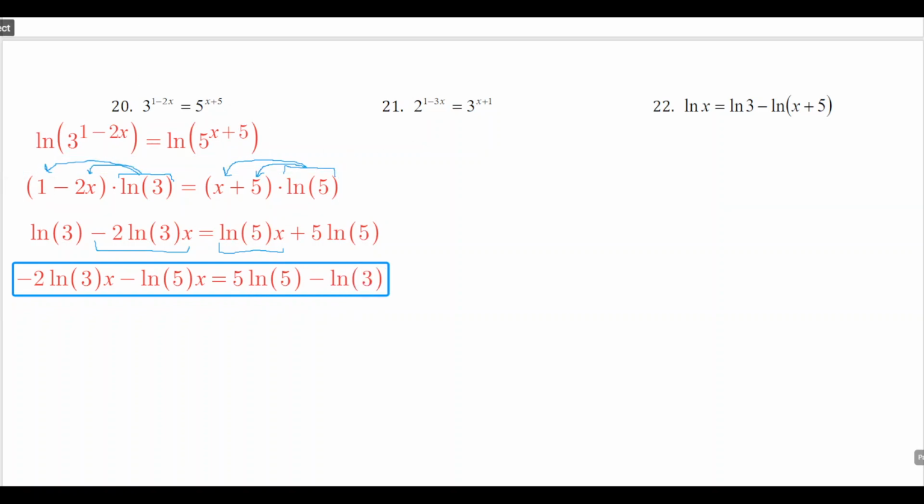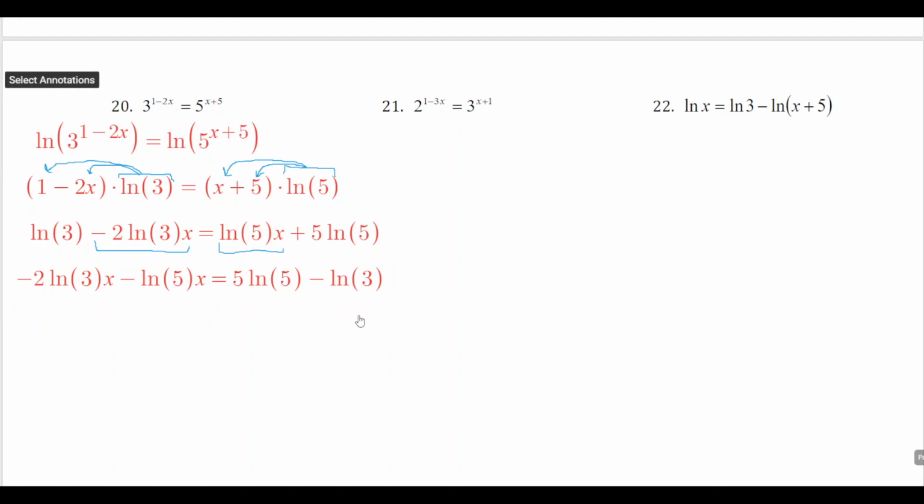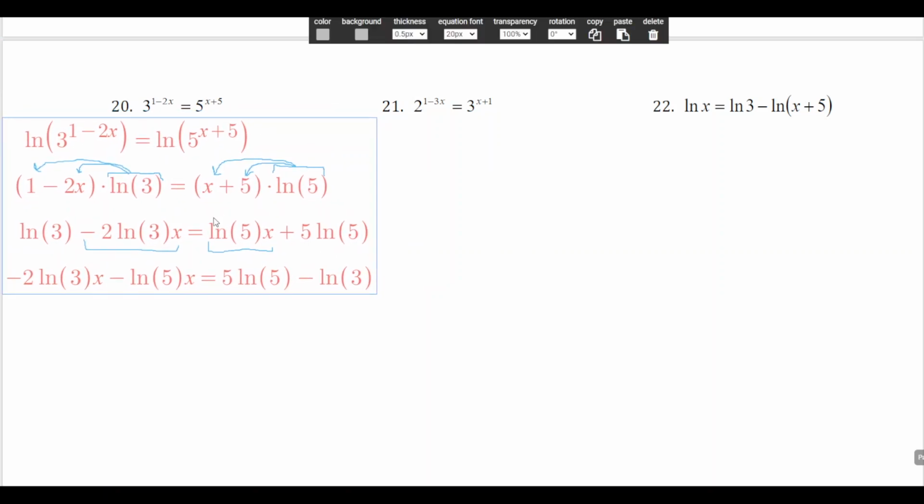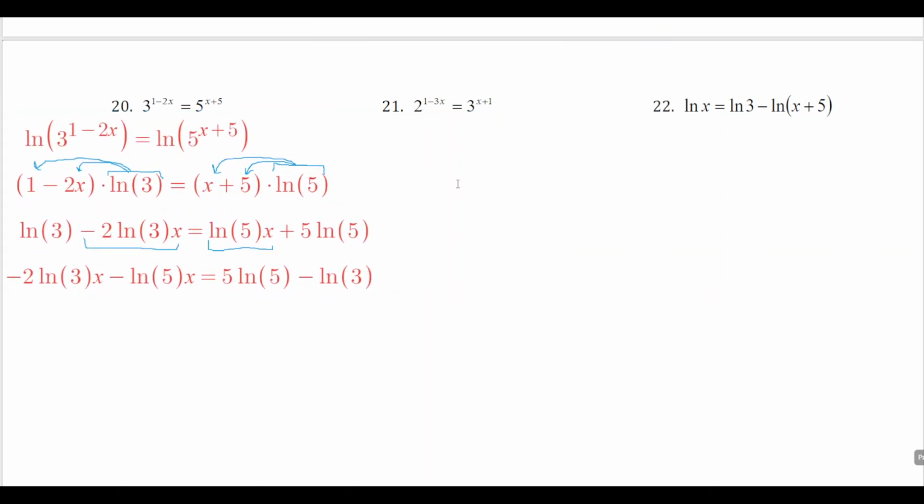Whew. Okay. I'm going to just kind of scooch this over a little bit so I can fit all this. Hopefully that's enough room for number 21. I might make these a little smaller if I have to. But anyway, so now I can factor out the x. So notice that this term has an x and this term has an x. So I'm going to factor those out as a greatest common factor. And I get x times, let's see, negative 2 natural log of 3 minus the natural log of 5.